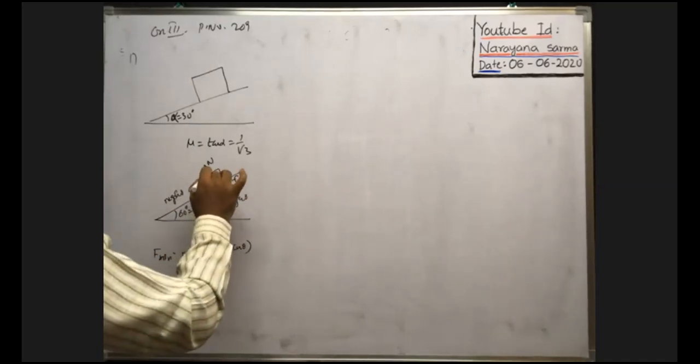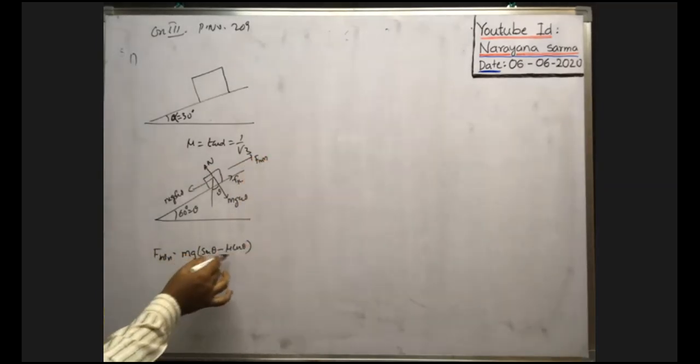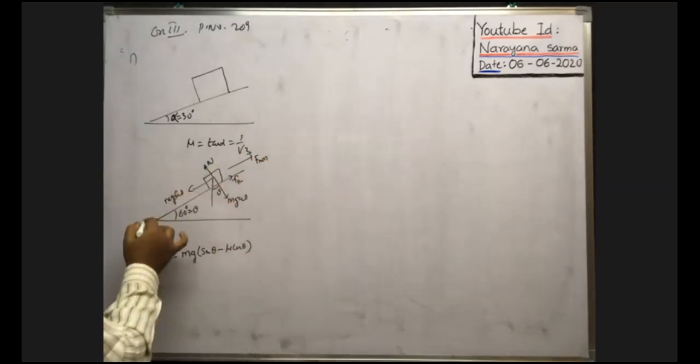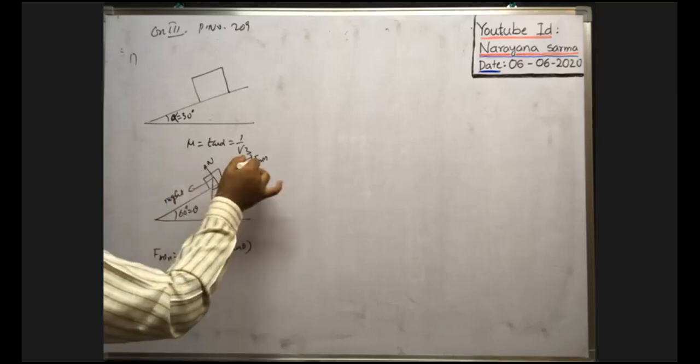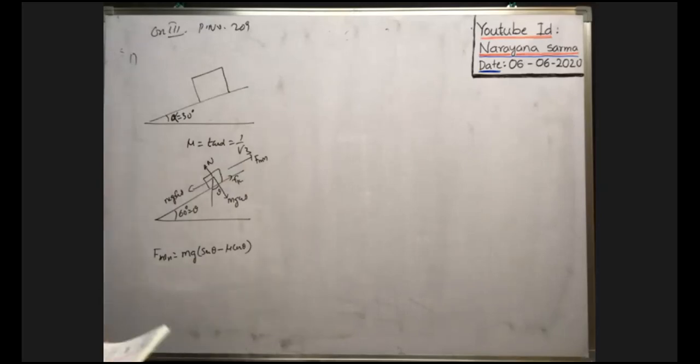To prevent the slipping, at least you have to apply the minimum force on the block in the upward direction, because it is the net force acting on the block downwards. The minimum force required to prevent slipping is equal to this only, but in the opposite direction. So this is the answer to the question they asked.